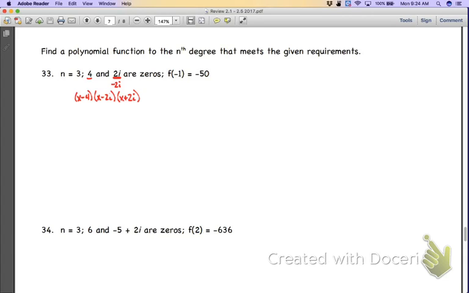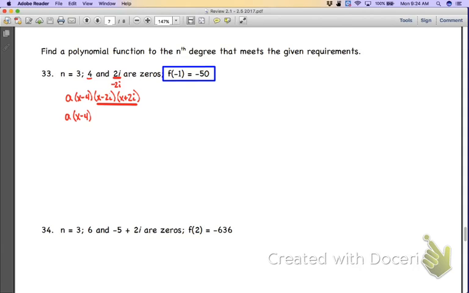I at least want to get this one taken care of to where it'll be easier to plug in the -1 and the -50, okay, to figure out kind of like what speed and direction we're going with the a. So if I have a times x minus 4, I'm not really worried about that front part as I am worried about x minus 2i times x plus 2i.